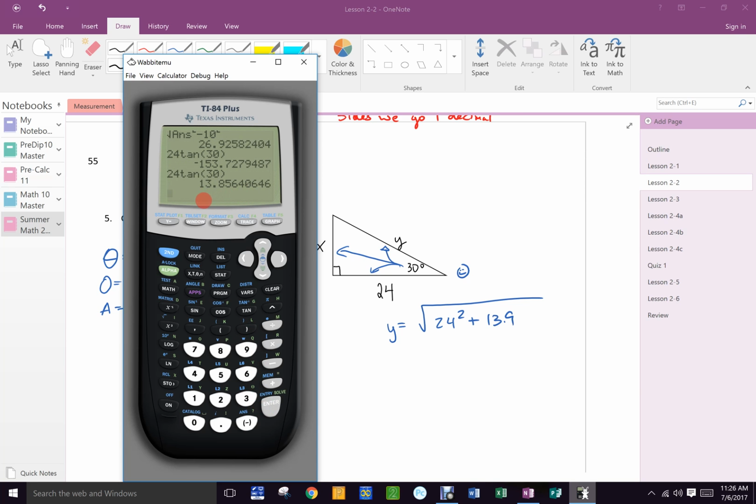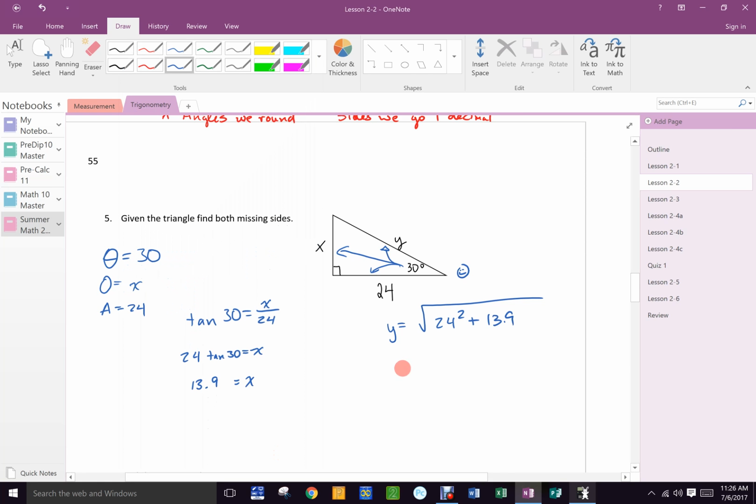There is 13.86, 13.9, right? So now, if I square it, and I add 24 squared, and I get an answer, then I square root that answer. Y is 27.7.